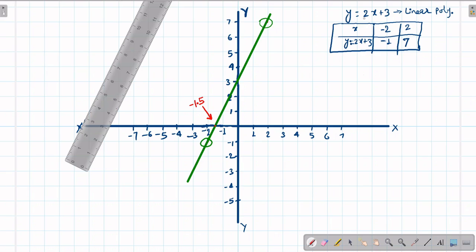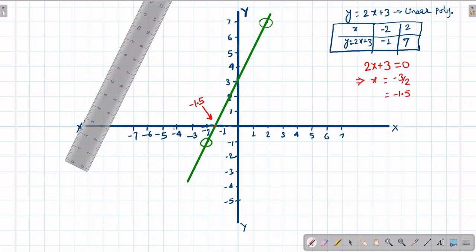Now let's try to find the zero of this polynomial with another method. As you know, to get the zero of a polynomial, you just have to equate this expression to 0. It means you need to write 2x plus 3 is equal to 0. Just equate it with 0. On solving, you will get x is equal to -3 by 2, which is -1.5.